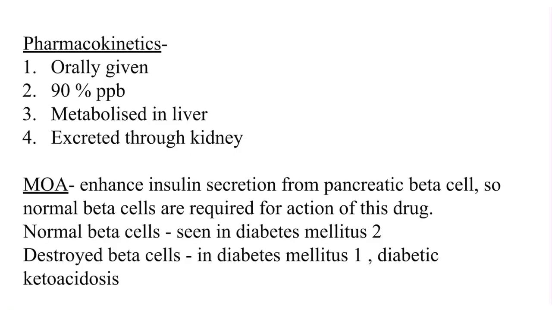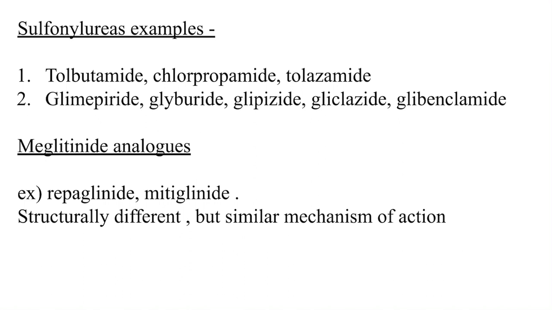Sulfonylureas. These are oral anti-diabetic drugs. So pharmacokinetics: given orally, 90% plasma protein bound, metabolized in the liver, excreted through the kidney. Now coming to examples, the first generation sulfonylureas are tolbutamide, chlorpropamide, tolazamide.